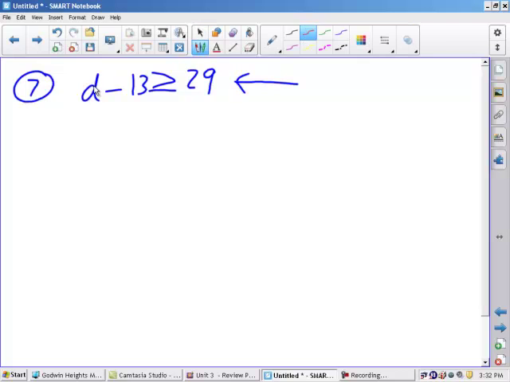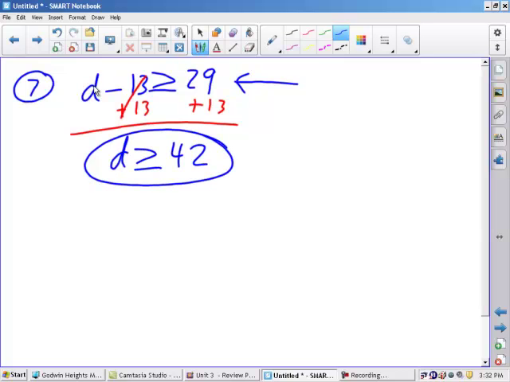I then need to go ahead and solve that inequality. So I add 13 to both sides, and I get D is greater than or equal to 42. And so I had at least $42.